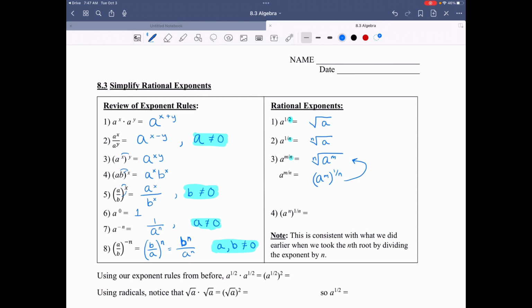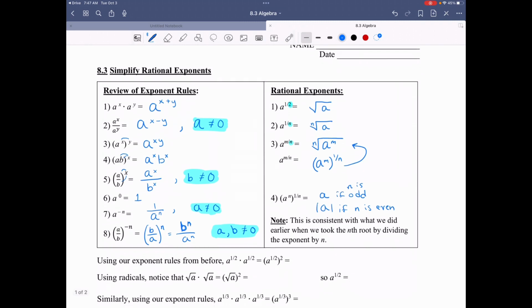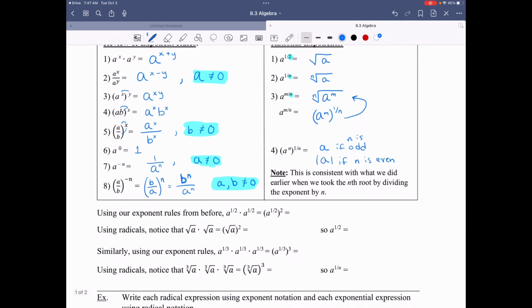If it's to the nth power, like a to the n over n, then it's just a if n is odd. And it's the absolute value of a if n is even. But we're not going to worry too much about the absolute value bars, but that's just the rules. We're going to put them into practice.